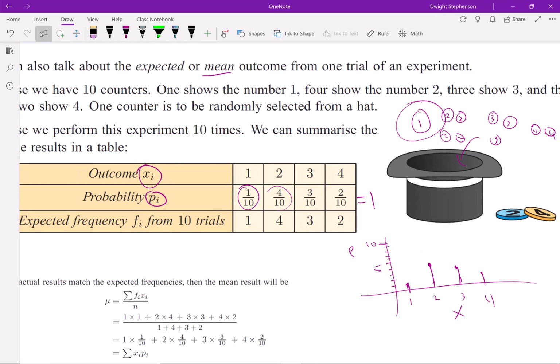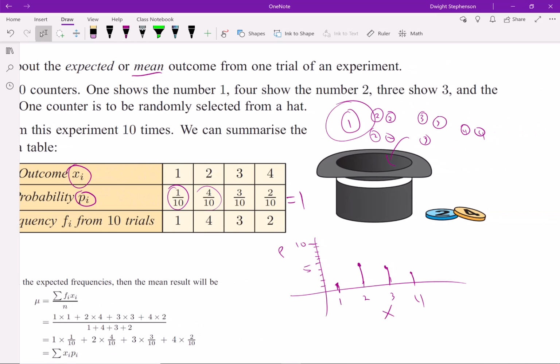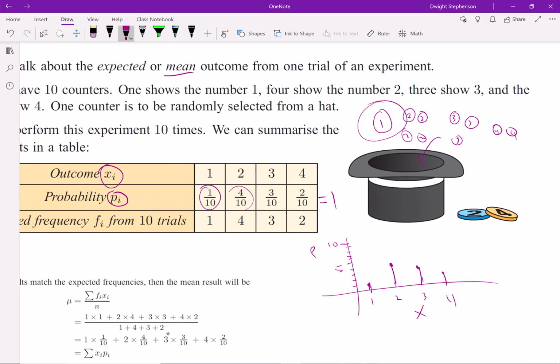And then what we talk about is, okay, if I do this 10 times, right? So far we haven't considered the fact that we did it 10 times. If I do this 10 times, how many times would I expect to get a 1? Well, again, we're just doing p times n. So the probability of 1 is 1/10 times 10 is 1. The probability of getting 2 is 4 out of 10 times 10 is 4, right?